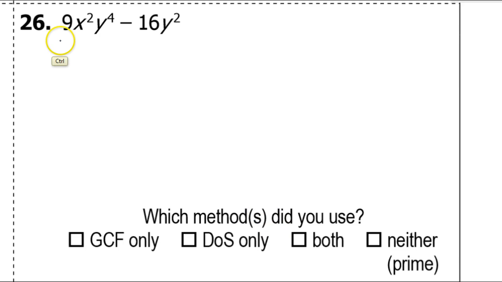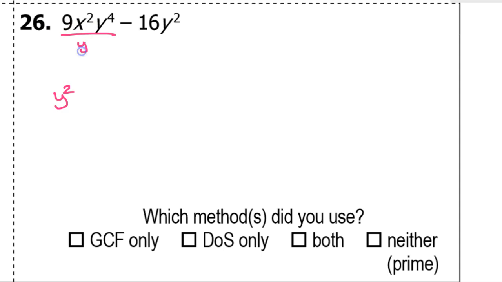Okay. Number 26. Do both terms have x's? No. Do both terms have y's? Yes. So that means we will have y's in the GCF. But how many? The first term has 4 y's. The second term has 2. So we go with the lesser amount, and that's going to be y squared. So now we look at the numerical part. Is there anything that divides into 9 and 16? No. So y squared is the GCF.